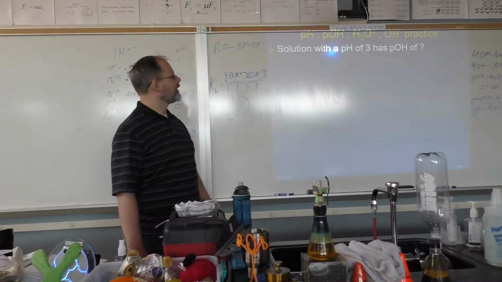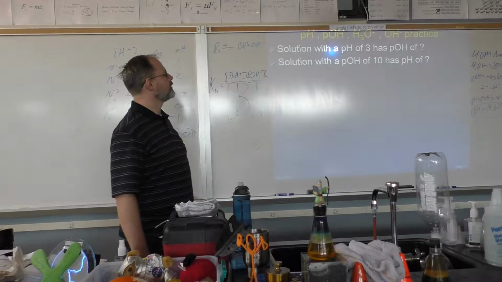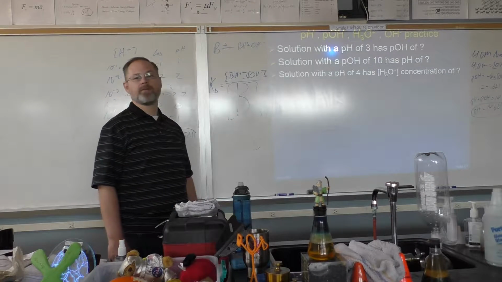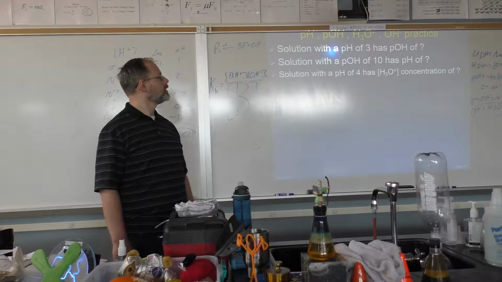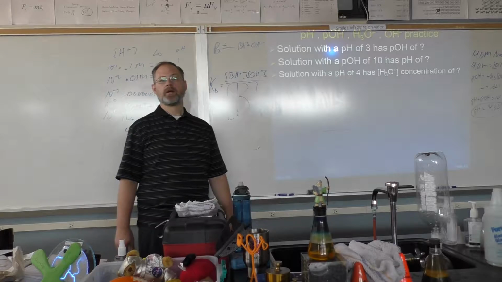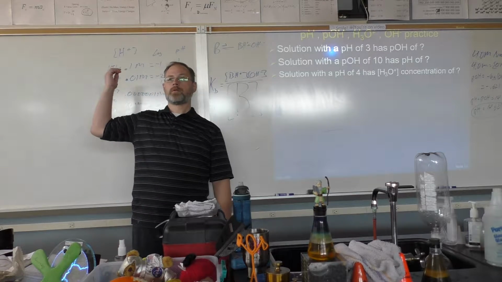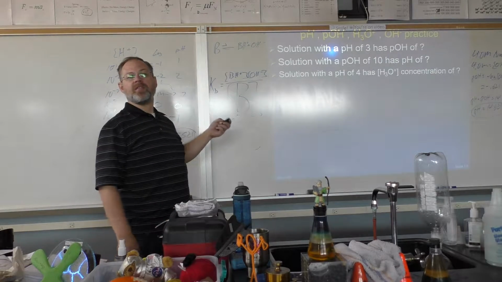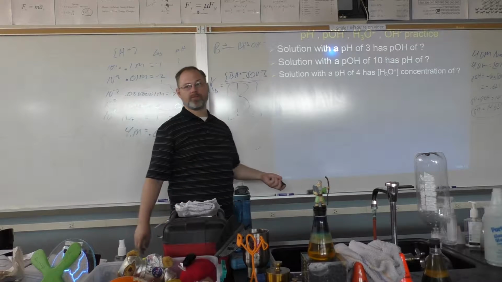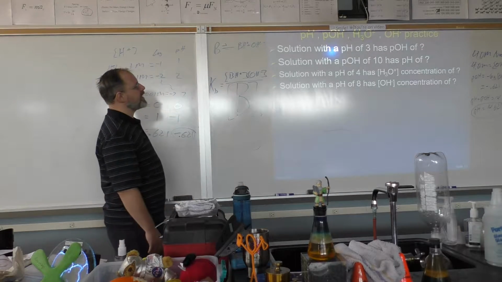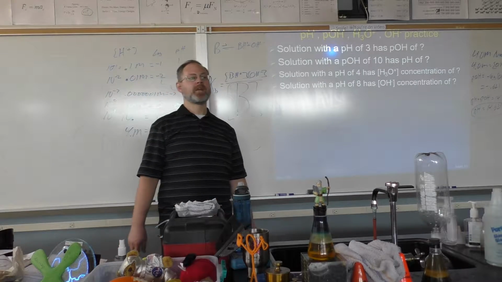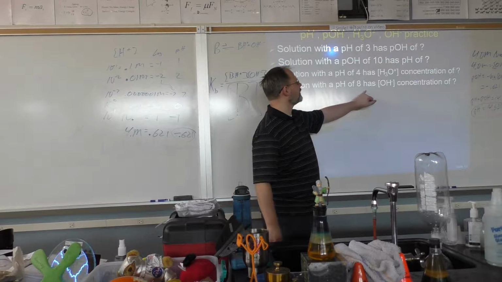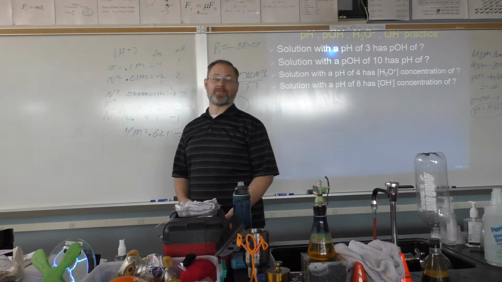So a solution with a pH of 3 is a pOH of 11. A solution with a pOH of 10 is a pH of 4. A solution with a pH of 4 and H3O concentration of 10 to the negative 4. It's H plus in both cases. If you have a pH of 4, you have an H3O concentration of 10 to the negative 4. A solution with a pH of 8 has an OH concentration of 10 to the negative 6, exactly. Because that means the pOH is 6 and the OH concentration is 10 to the negative 6.